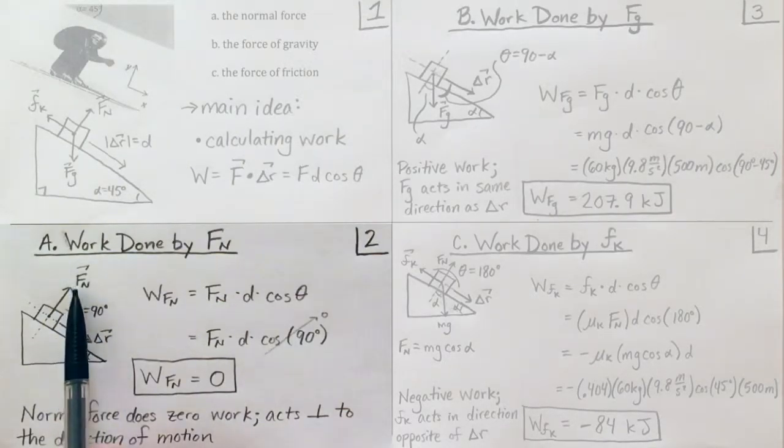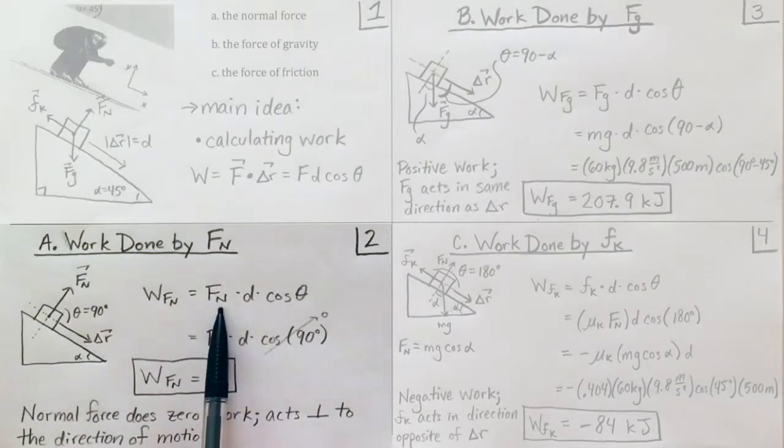When we go to calculate the work done by the normal force, then we have the magnitude of the normal force times the length of the slope times cosine of this angle, 90 degrees. Cosine of 90 is equal to 0. Therefore, the work done on the skier by the normal force is equal to 0, which makes sense because the normal force is acting perpendicular to the direction of motion.